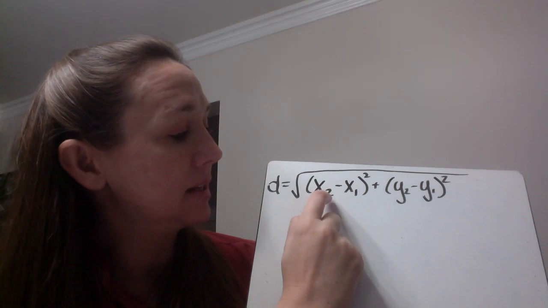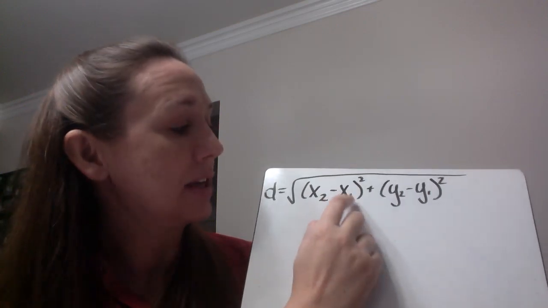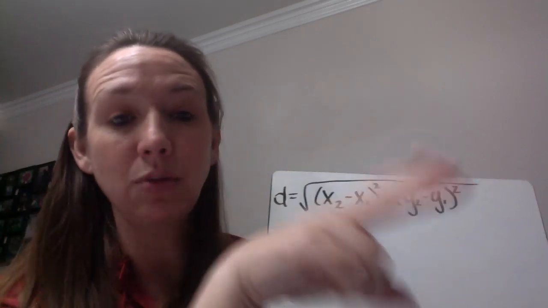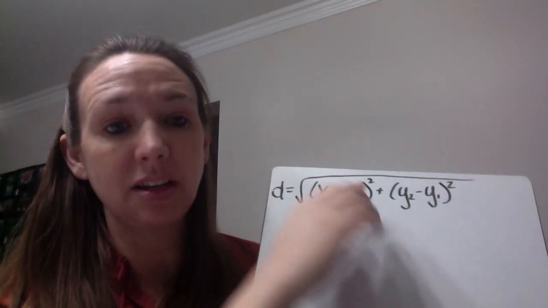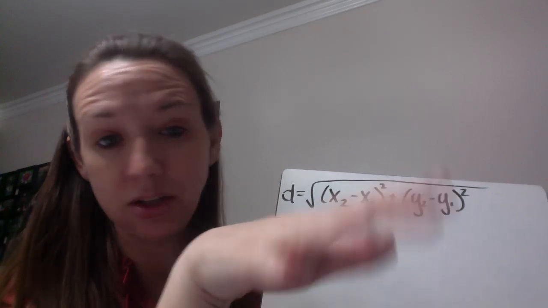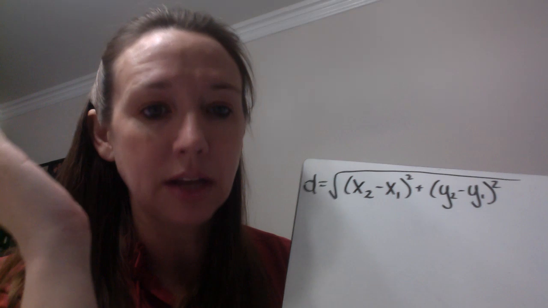So x sub 2, or we call it x2, and x1. All that means is that there's 2 x's. So this is the second x, and this is the first x. It really doesn't matter which one you call x2 or which one you call x1. Subtract them so they're nice. You get to pick. It does not matter.